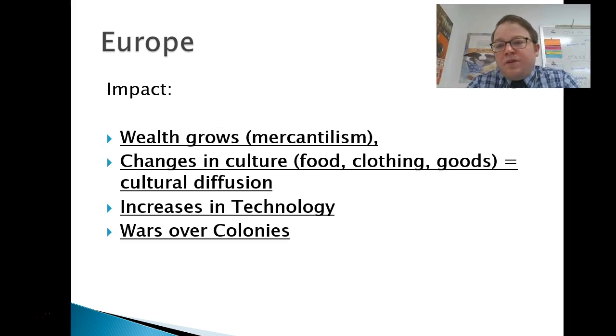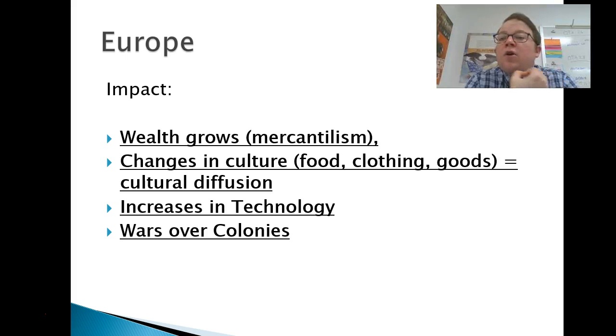Impact on Europe. Europe's wealth is going to grow tremendously. The amount of gold throughout Europe is going to go up into the tens of thousands of percent during this time period. Spain, Portugal, England, the Netherlands, France, these big, powerful colonial powers are going to be extremely rich on this. You're going to see changes in culture: food, clothing, goods, that stuff we talked about with Native Americans through cultural diffusion. You're going to see those goods from the Americas getting into European culture.